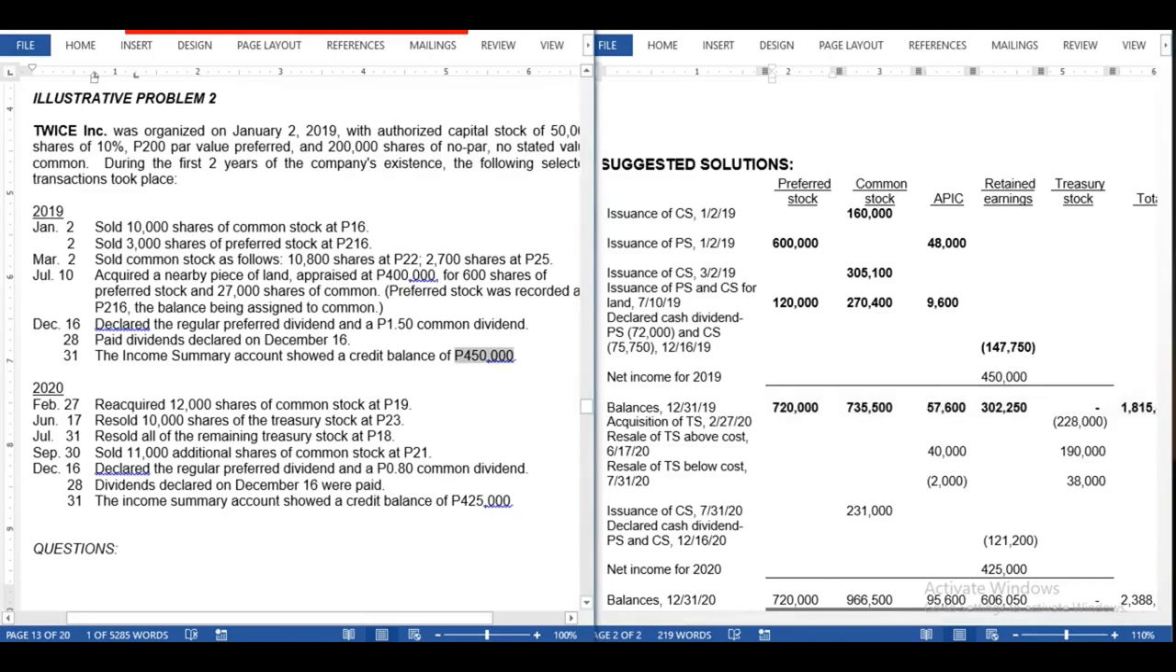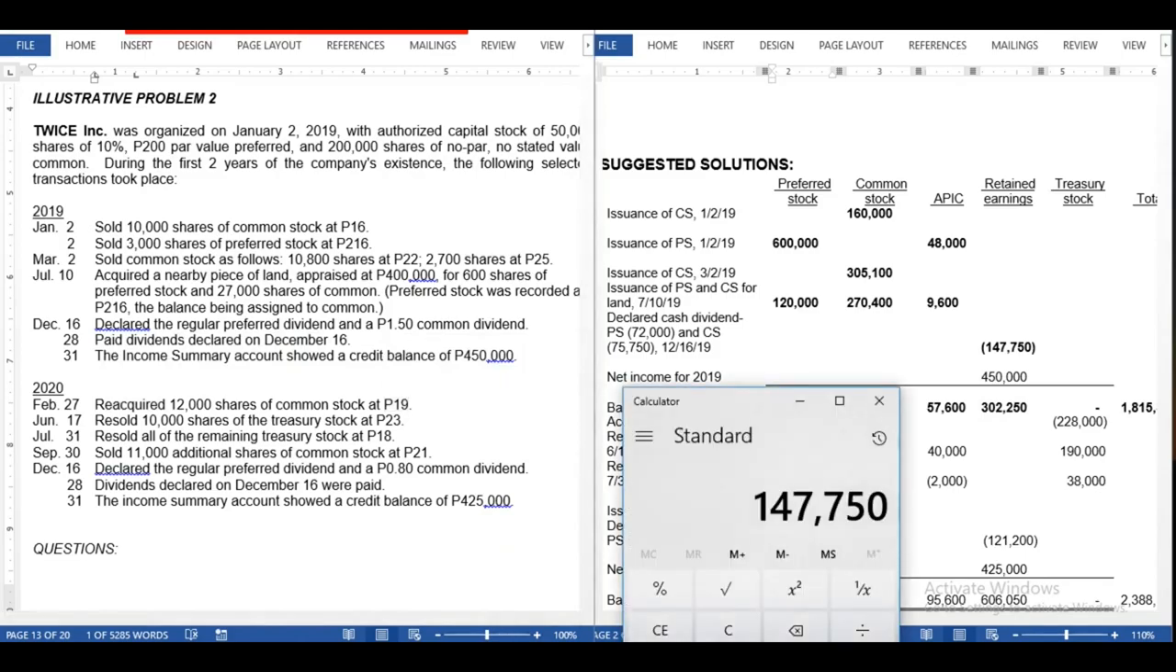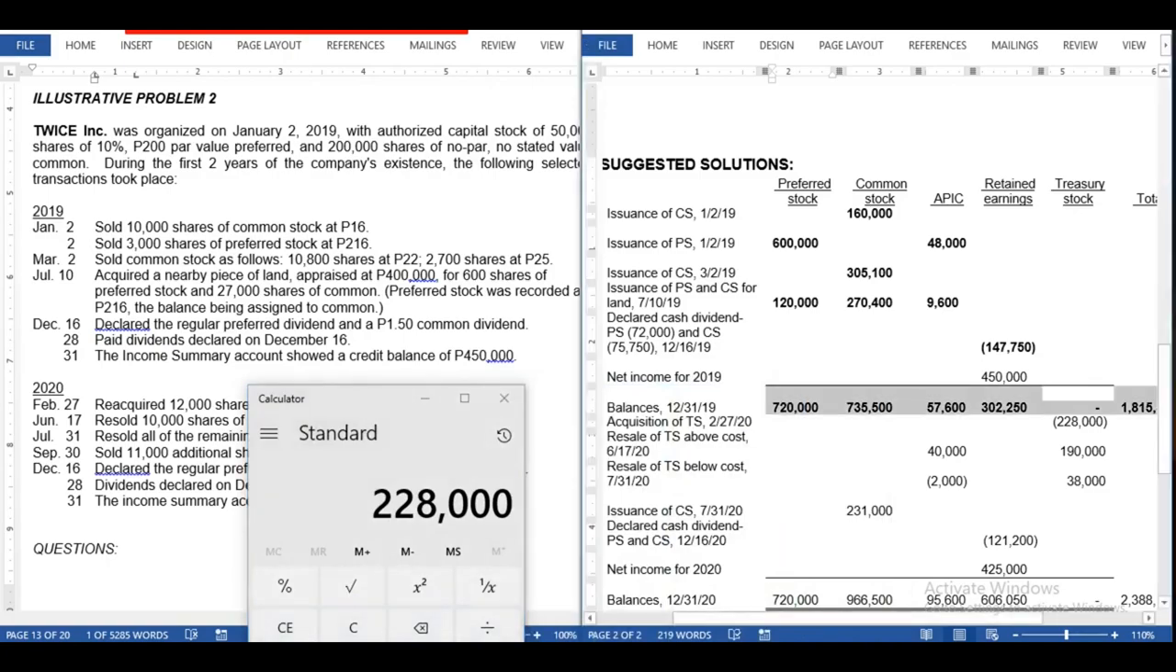So, reacquired. It means treasury shares, no? 12,000 shares of the common stock at 19. Of course, take note again, treasury shares are recorded at cost. So 12,000 times 19, that is the cost of treasury shares, 228. Okay. So that's why the treasury shares is 228. So it's the opposite side already, no? And then, resale of treasury shares.